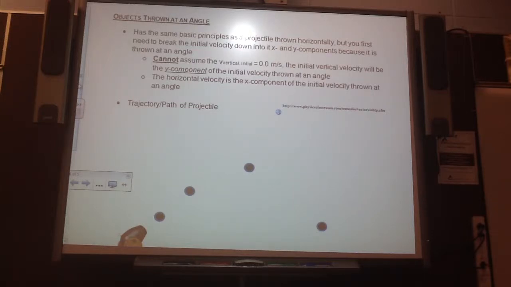So objects thrown at an angle. This has the basic principles as a projectile thrown horizontally, but you first need to break the initial velocity down into the x and y components because it's thrown at an angle. So we cannot assume that the vertical or initial velocity is 0.